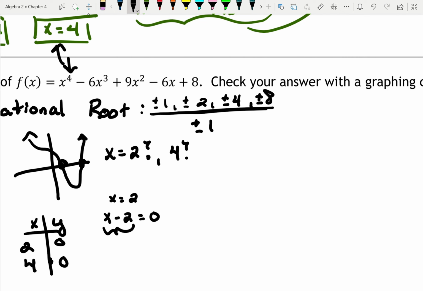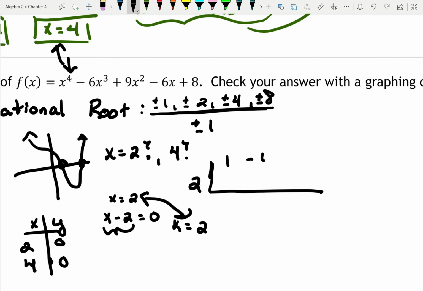So I'm going to use synthetic division. No, I'm going to use long division. You know what? I'll use synthetic division. I don't think we've used that in a while. We want to find the k value, and k equals 2. K always matches up with your actual root, and the 2 goes right here. And then up top, we write our coefficients. So we're going to have 1, negative 6, 9, negative 6, and 8.